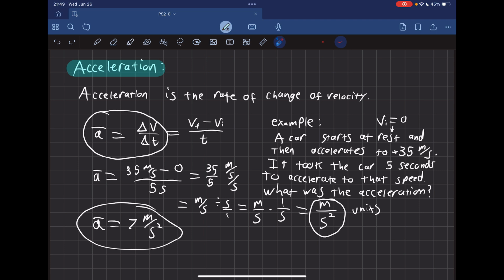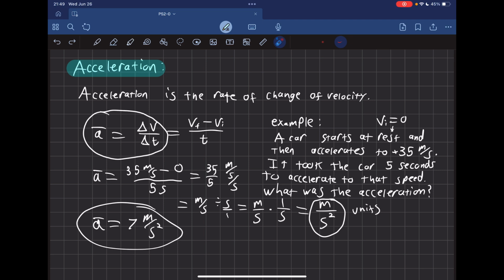Let's take an example here. So in this example, a car starts at rest. Now, let's point out that word rest. In physics, this is a very important word. What that word means is that the velocity is 0. So whenever it's at rest, its velocity is 0. Now it starts at rest. That means the initial velocity is 0. And then it accelerates to positive 35 meters per second. And the positive is very specific. And it takes the car 5 seconds to accelerate to that speed.